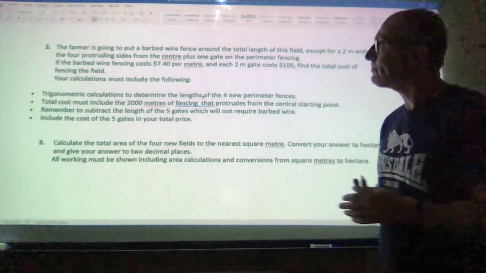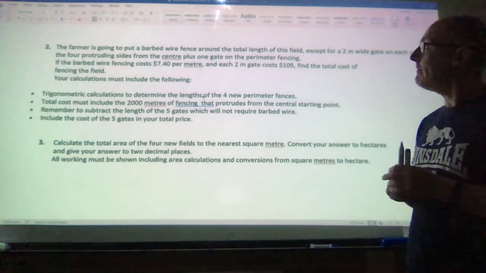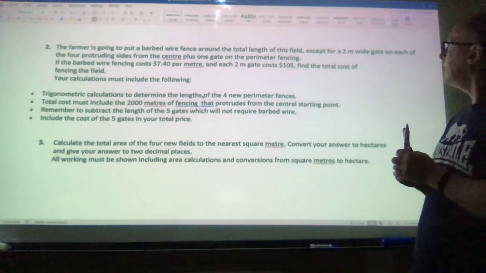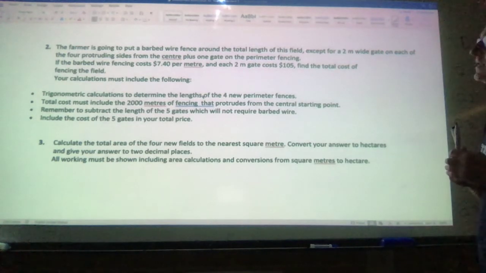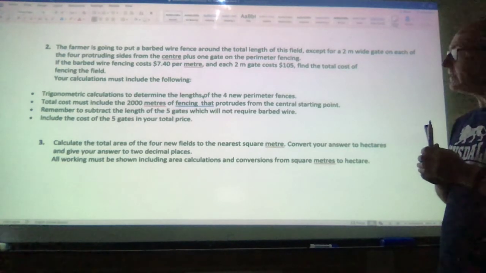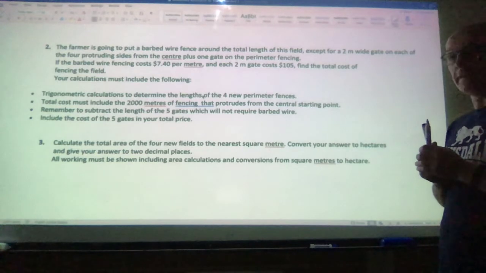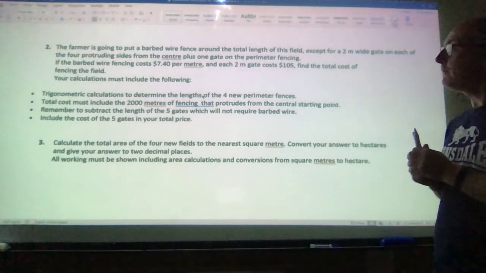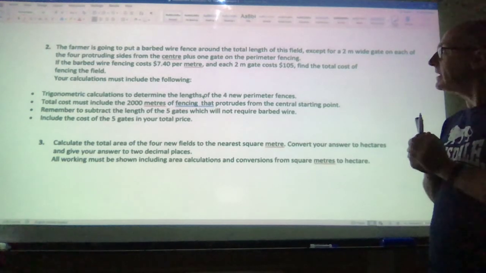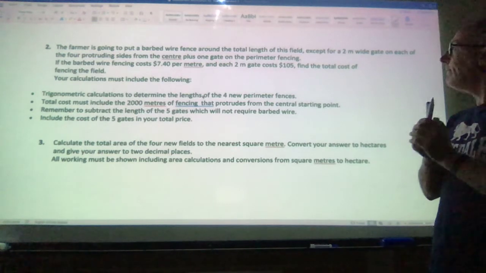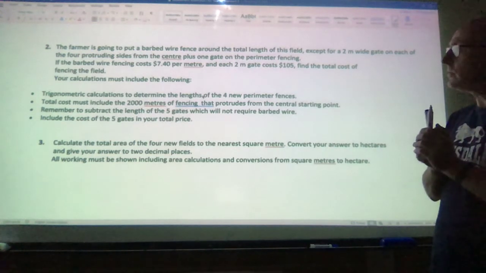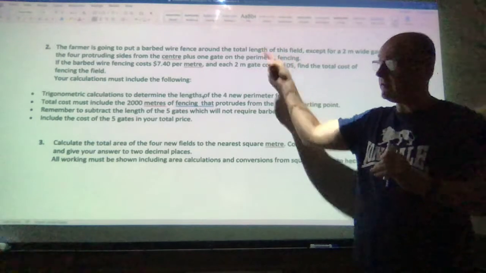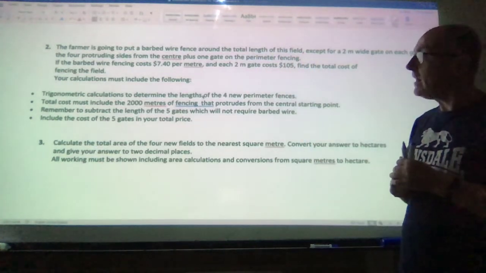All right, so question 2. The farmer is going to put a barbed wire fence around the total length of this field. Okay, so from the diagram above, except for a 2-metre wide gate on each of the 4 protruding sides from the centre, plus 1 gate on the perimeter fencing. I'll explain that again in a second, but if the barbed wire fencing costs $7.40 per metre and each 2-metre gate costs $105, find the total cost of fencing the field. Your calculations must include the following. Now remember, I'll go through this gate scenario in a second, but your calculations must include the following.